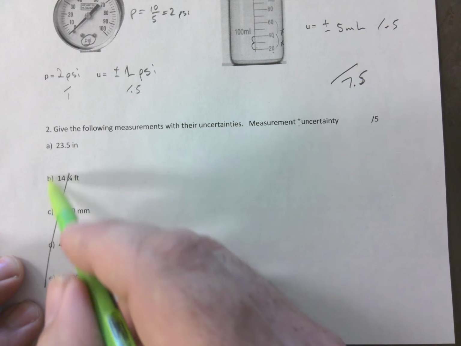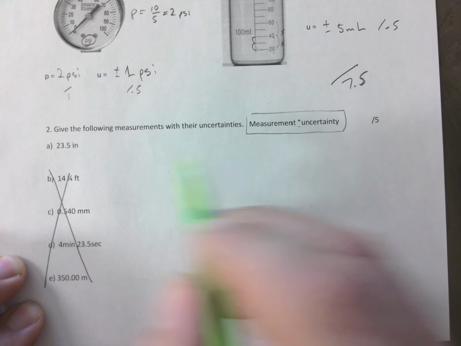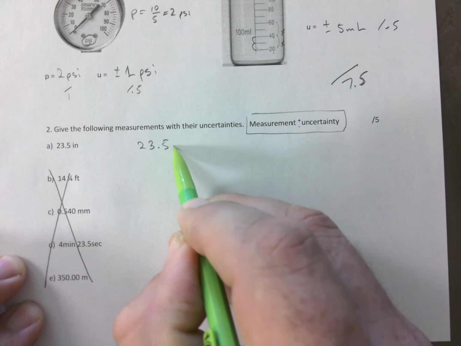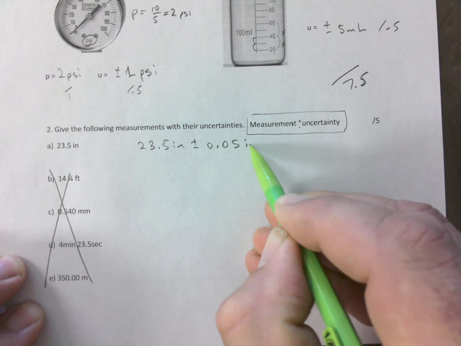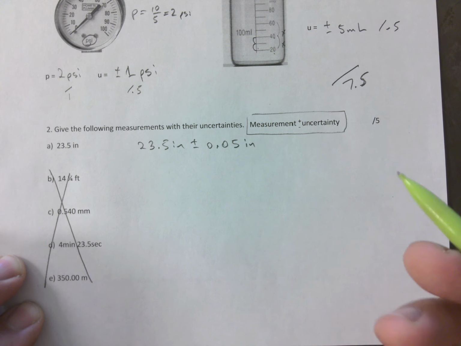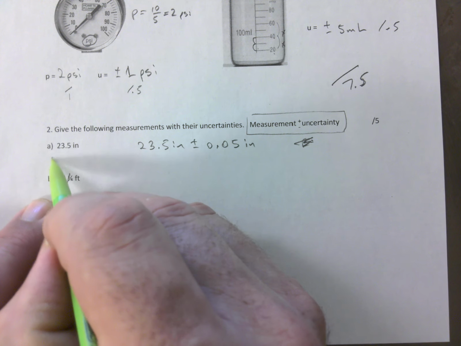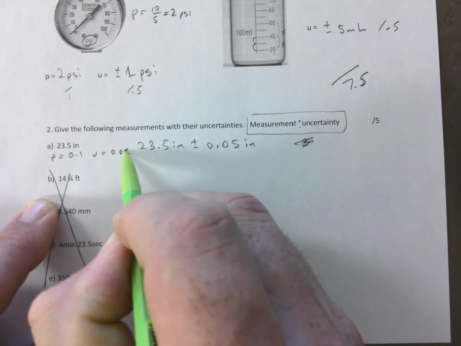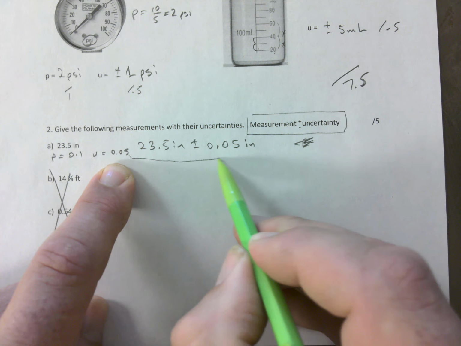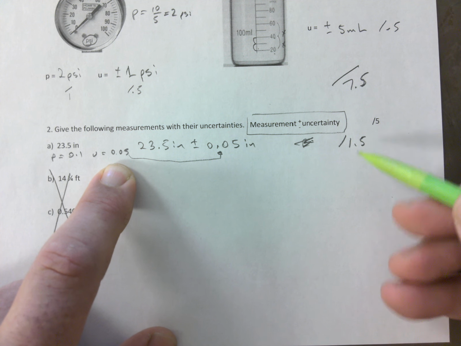For 2, I asked you to cross all these off, and I just want you to state it like this. So this would be 23.5 inches, plus or minus 0.05 of an inch. Why is that, Mr. Dirksen? Because precision is 0.1, right? Precision is 0.1, uncertainty is 0.05, and so that's what I tack on. So I'll give you 1.5 for that as well.